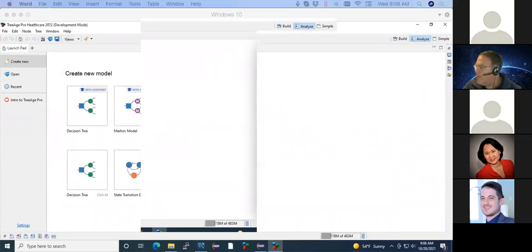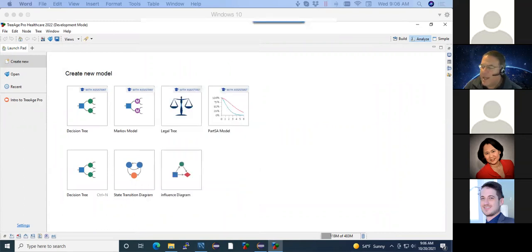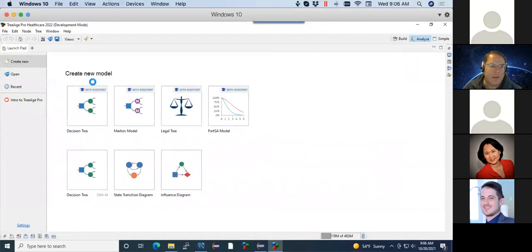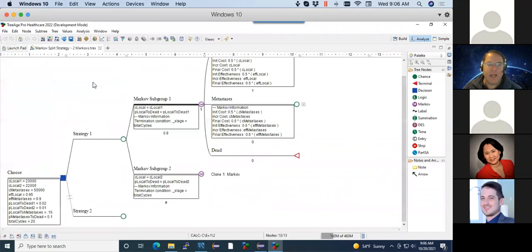This is something that people have asked for quite a while. Essentially, I'm going to open up a model to demonstrate this, and it's a very simple model, but many models will have a Markov here and a Markov here representing the two strategies. And that's fine. If you ran the Markov cohort analysis here and looked at your report, you'd be getting everything you need for that strategy. It would have the whole cohort trace. And the same for this one.